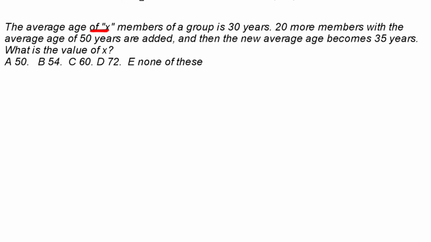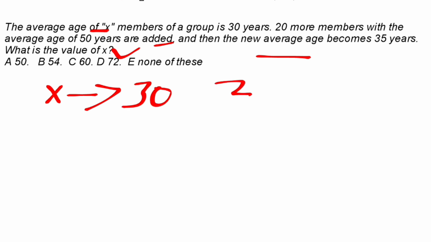Average age of X members of a group is 30 years. 20 more members with the average age of 50 years are added, and then the new average age becomes 35 years. So, what is the value of X? Find out the X value. X members average is 30, so the total value is 30x.